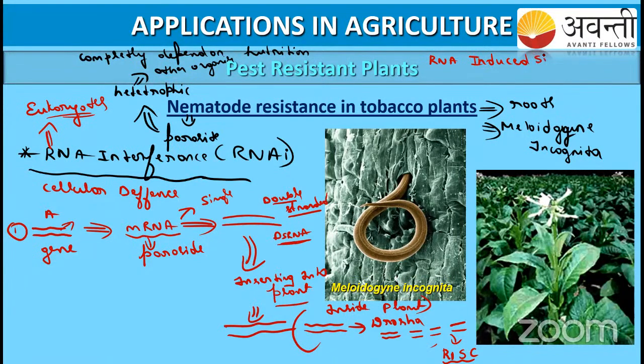RNA induced silencing complex. Okay. So the name of RISC is RNA induced silencing complex. Now, what RISC will do is take only one RNA. Okay. So only one RNA.